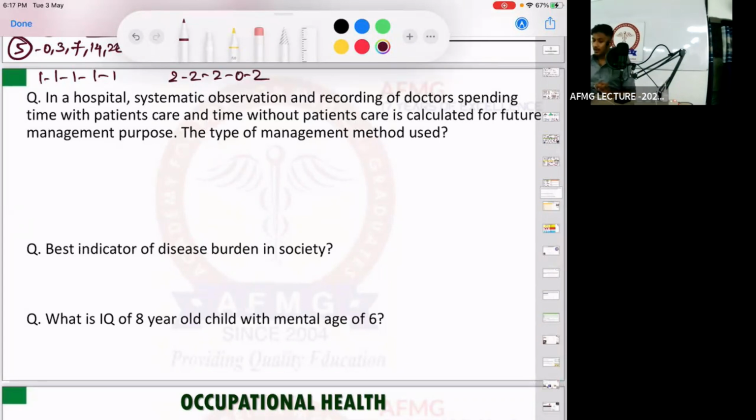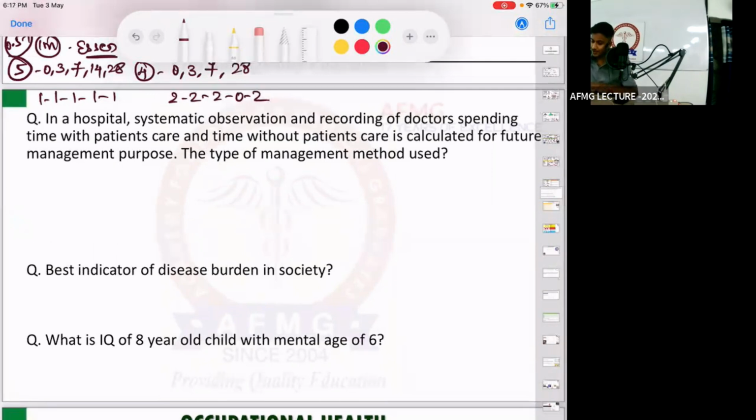Okay? So let's start. In a hospital, systematic observation and recording of doctors spending time with patient's care and time without patient's care. So spending time with patient's care and without patient's care is calculated.